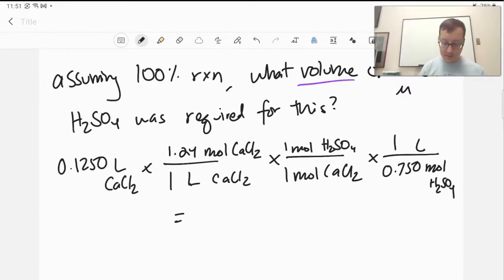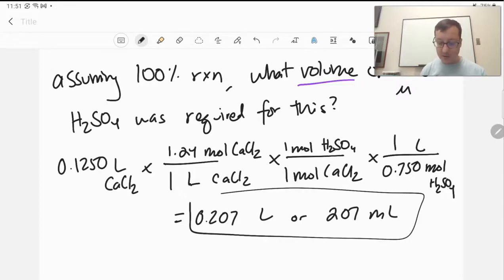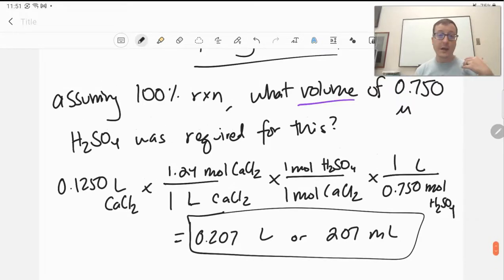And so doing all of this, bust out thy calculator again, 0.125 times 1.24, divide this by 0.75, and we get 0.206 liters, 207 I suppose with sig figs, or since I didn't specify a unit, shame on me, we would say 207 milliliters. That would be another acceptable answer. So either of these would work. That would be the amount of solution required to do that reaction.